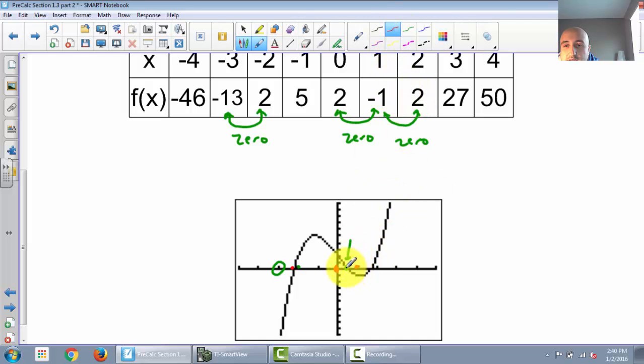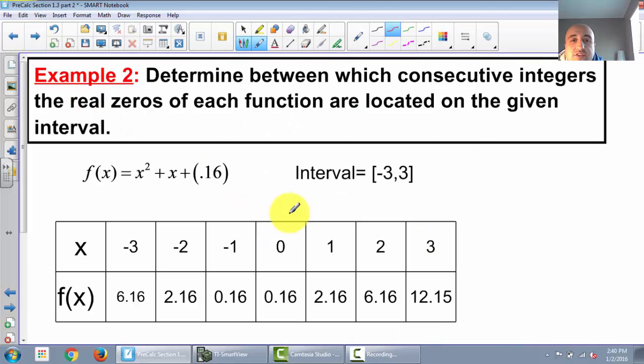Okay, and now between 1 and 2. Well, here's 1 again, and here's 2. Is there a 0 between there? Yep, it crosses right there. So there is a 0 anywhere it changes from positive to negative or negative to positive, vice versa. All right, let's look at the next one. Now, a lot of the work is done for us here, but you could make your own chart very easily.